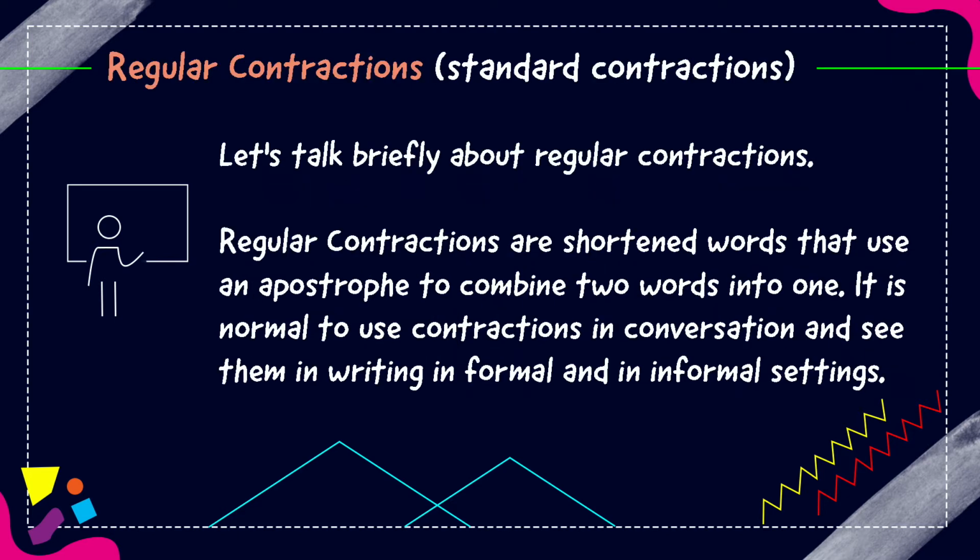Let's talk briefly about regular contractions. Regular contractions are shortened words that use an apostrophe to combine 2 words into one. It is normal to use contractions in conversation and see them in writing in formal and in informal settings.